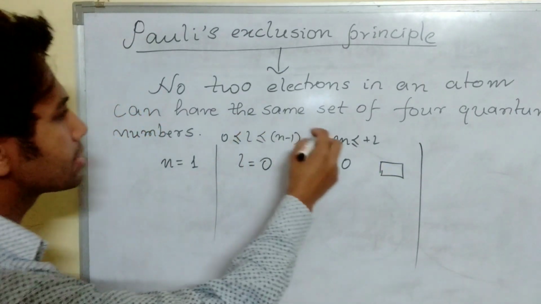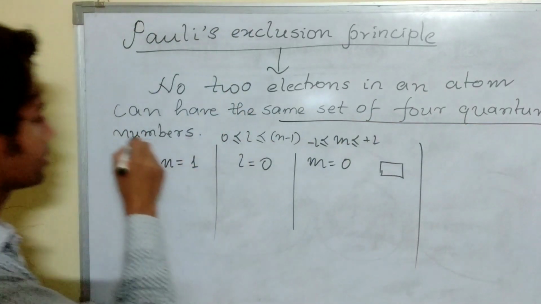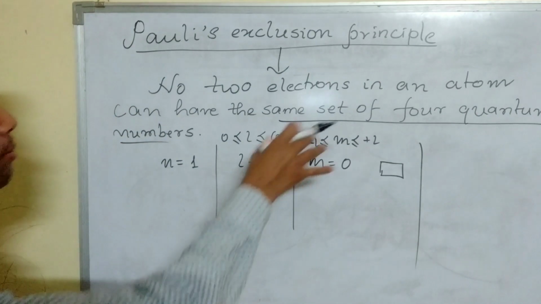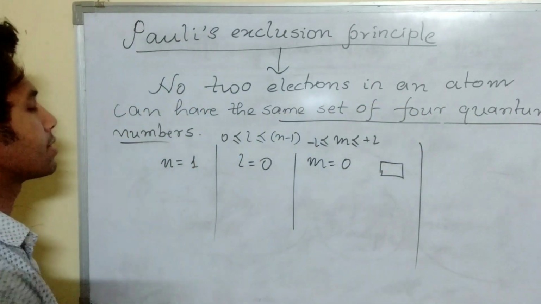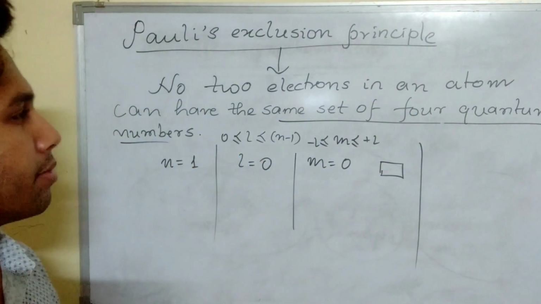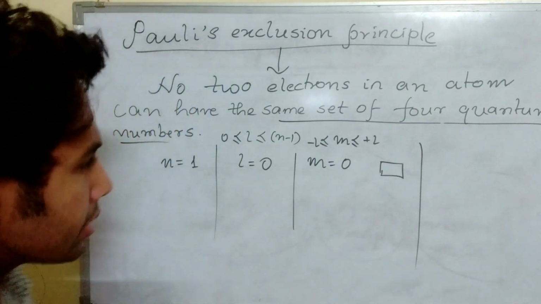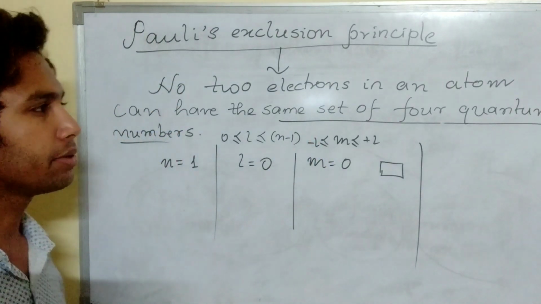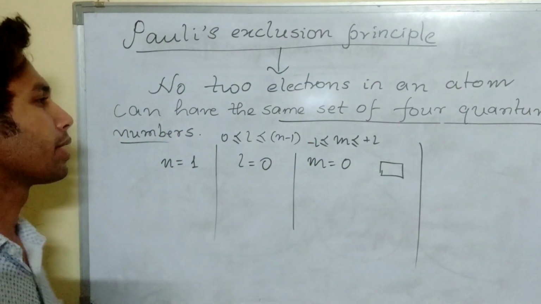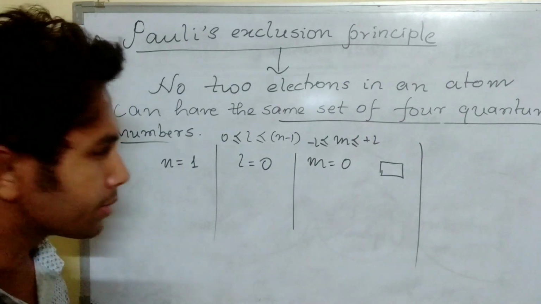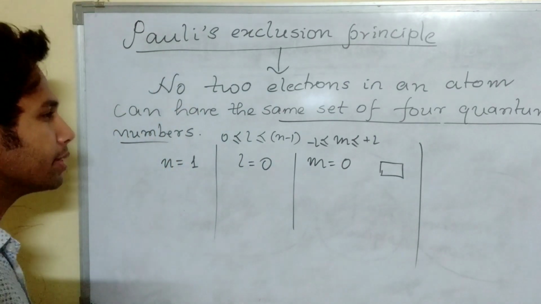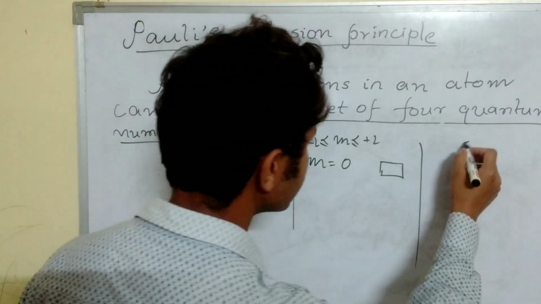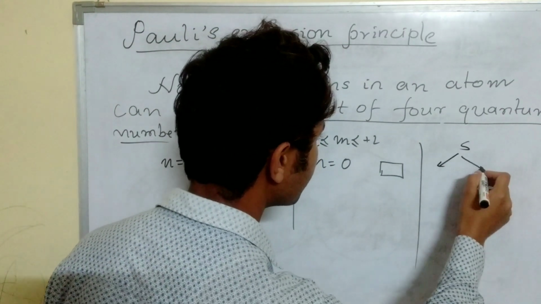So the same set of four quantum numbers means the four quantum numbers cannot be equal for the two electrons present in an orbital. So up to 3 they may be equal. They may be equal for up to 3 quantum numbers, but the fourth one is not equal.